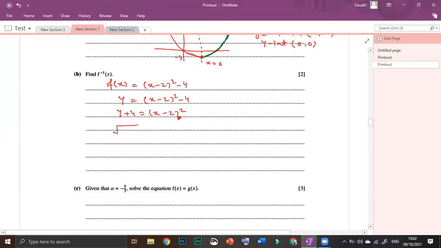Taking square root on both sides. Now this one is a very important point to memorize, that we will put plus minus signs. X minus 2, x is equal to 2 plus minus under root y plus 4. Now we will replace x and y. This one is the main concept of the inverse function.